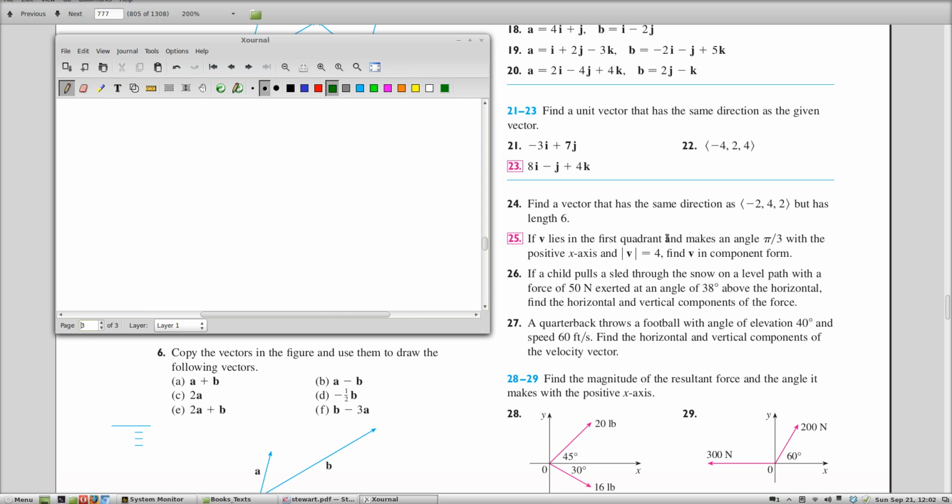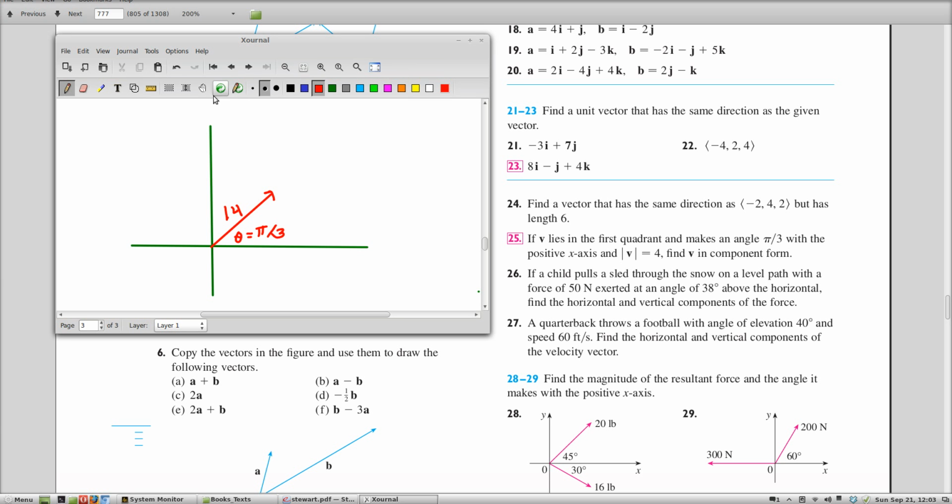If v lies in the first quadrant and makes an angle of pi over 3 with the positive x-axis. Okay, so number 25 is worthwhile. And let's draw a picture of what they're talking about. So I think it's too early to turn that off. So it says it makes an angle of pi over 3, so that's something like that. And so there's this angle theta here equals pi over 3.